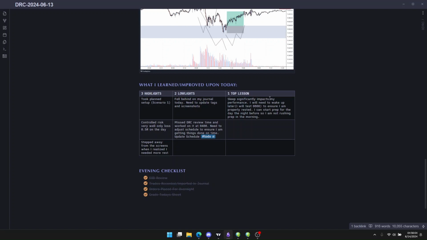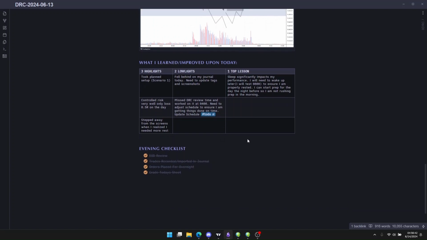So sleep significantly impacts my performance. Duh. Notice that this past 2 days I'm making poor decisions when I have a lack of sleep, and I'm more controlled, more patient, more focused when I have sleep. I'll need to wake up a little later. I will test 8 o'clock instead of waking up at 6 to ensure I'm properly rested. I can start prep for the day the night before, so I'm not rushing prep in the morning. So that's the plan. We got everything checked off for today, and that's the review.